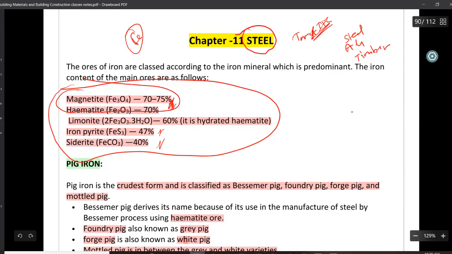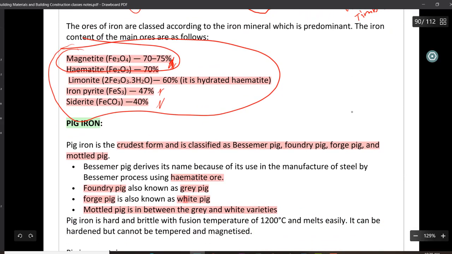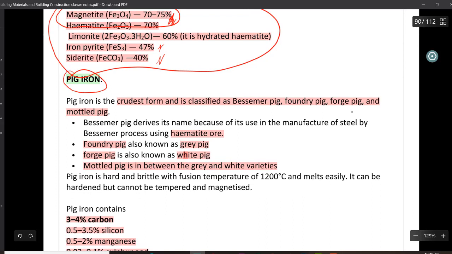Okay, so the first thing, whenever we are burning this iron ores, first thing what we get is pig iron. First thing what we get is pig iron. A pig iron क्या होता है? It is the crudest form. It will have impurities. Okay, it is the crudest form of iron, याद रख लो. And it is classified as Bessemer pig, foundry pig, forge pig and mottled pig.